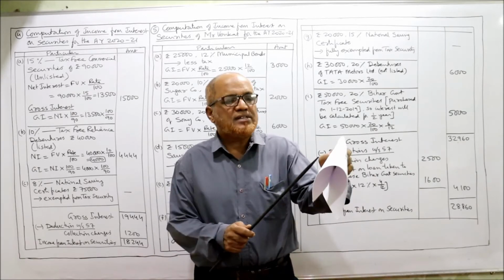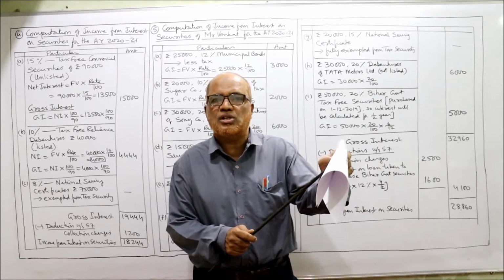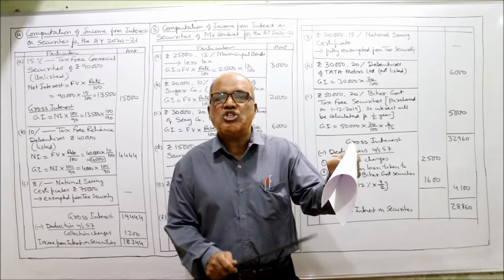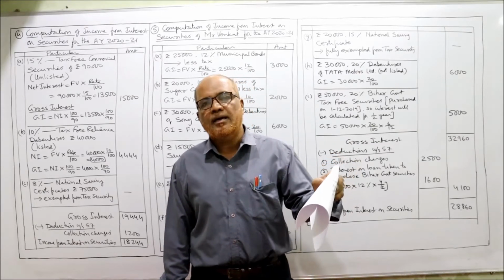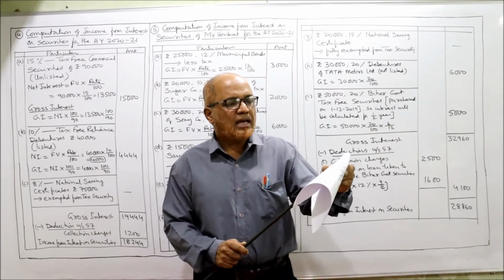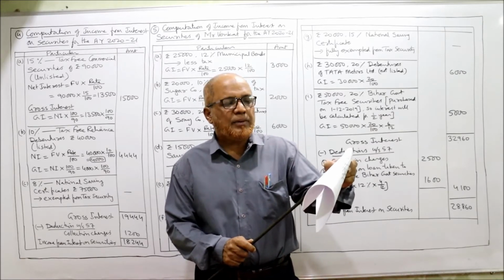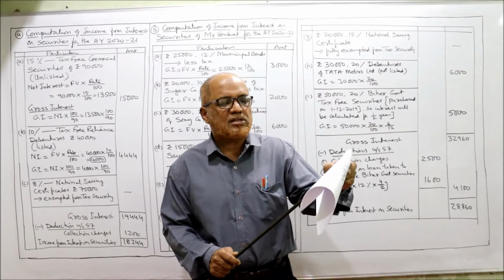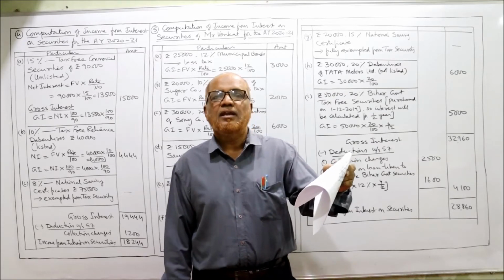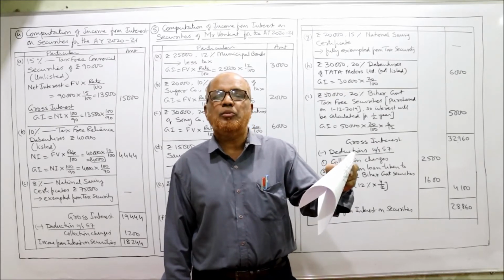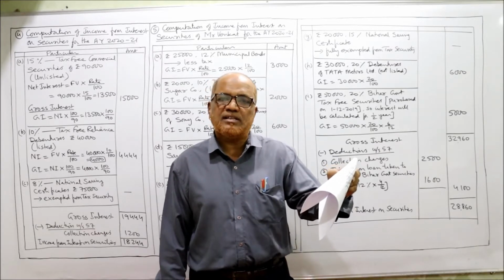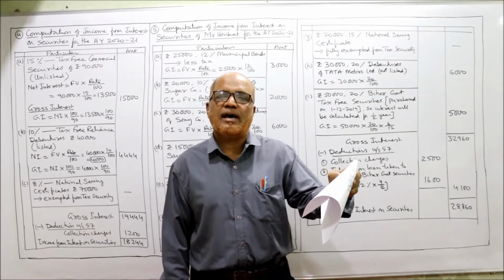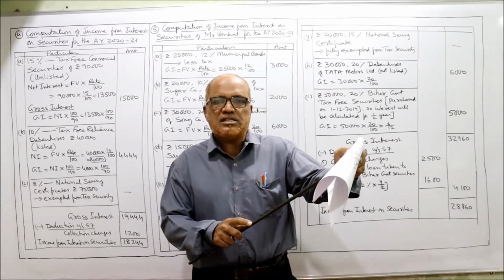What are the two? First, Treasury Saving Deposit Certificate. Second one, National Savings Certificate. These are completely exempted from tax security. Last one, 30,000, 20% debentures of Tata Motors Limited, not listed. Nothing is given, so we assume it as less tax. Only one step. GI is equal to face value into rate by 100. All the security we have taken.